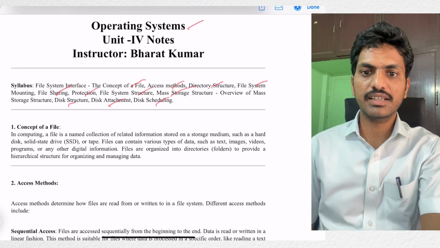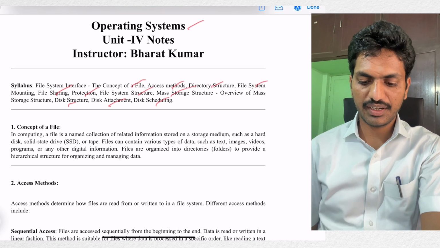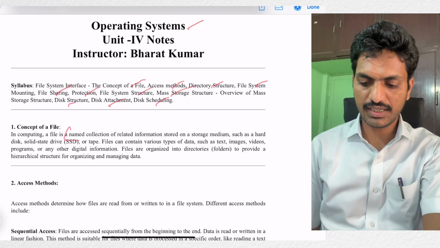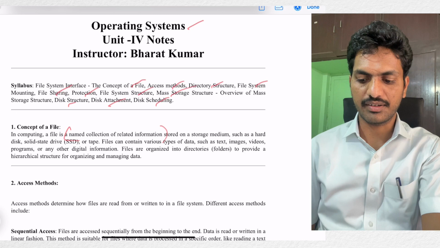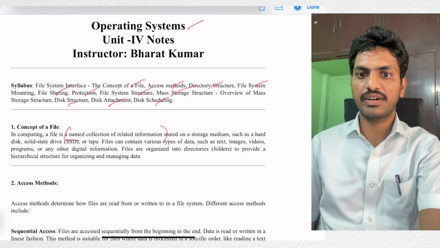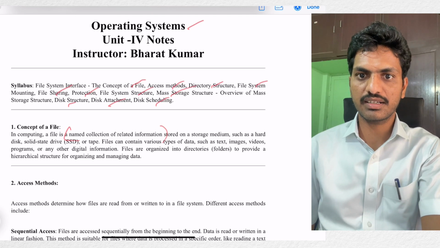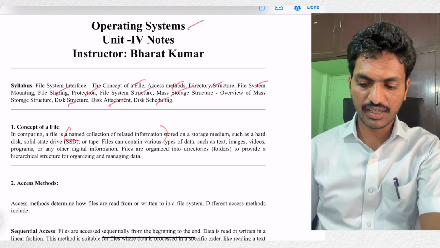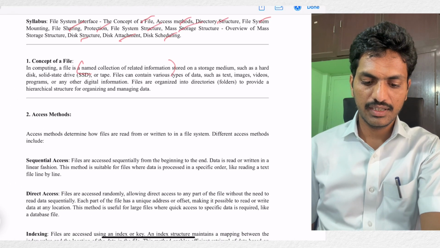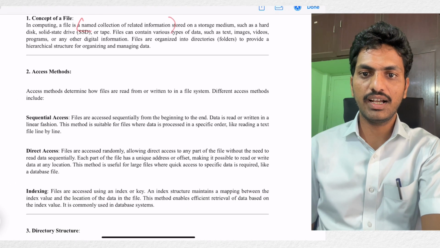Okay. What is a file? A file is a named collection of some related information, stored on some medium, right? A file is a named collection of items. That is the definition. So you need to remember the definition, right? So next, go to the accessing methods.